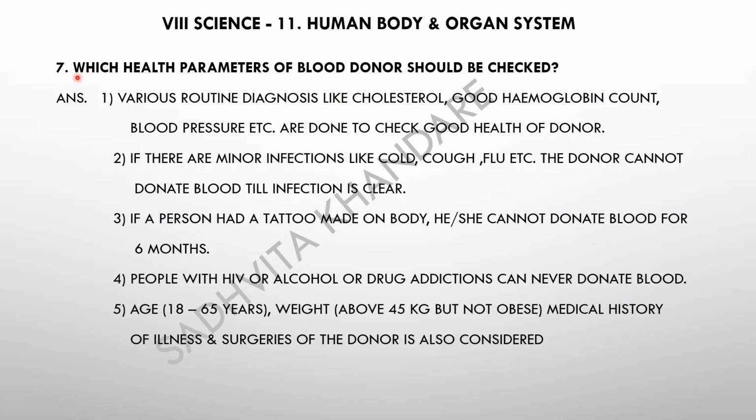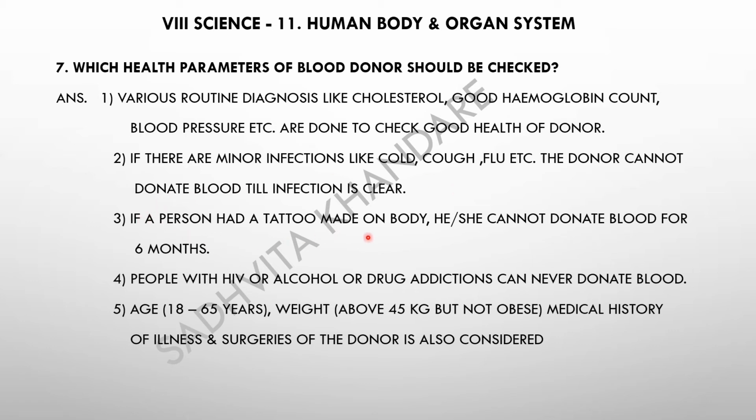Next one, which health parameters of a blood donor should be checked? First, various routine diagnoses like cholesterol, hemoglobin count, blood pressure, etc. are done to check the good health of the donor. These are the routine checkups, children. If there are minor infections like cold, cough, flu, etc., the donor cannot donate blood till the infection is clear. The person has to wait till everything gets okay, then only they can donate blood.